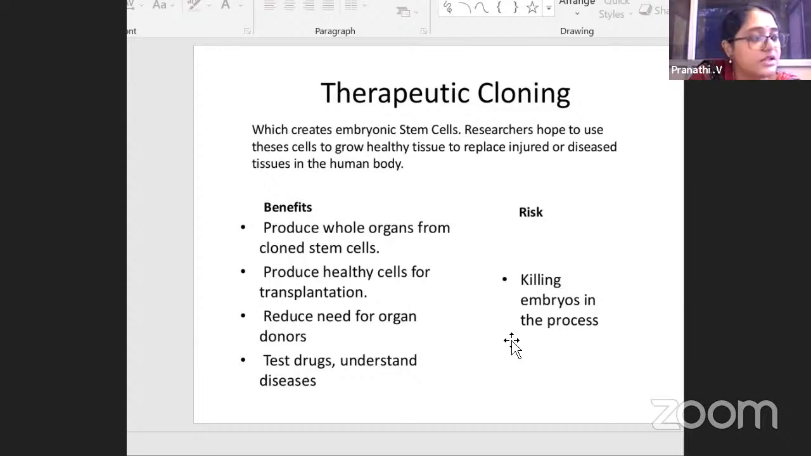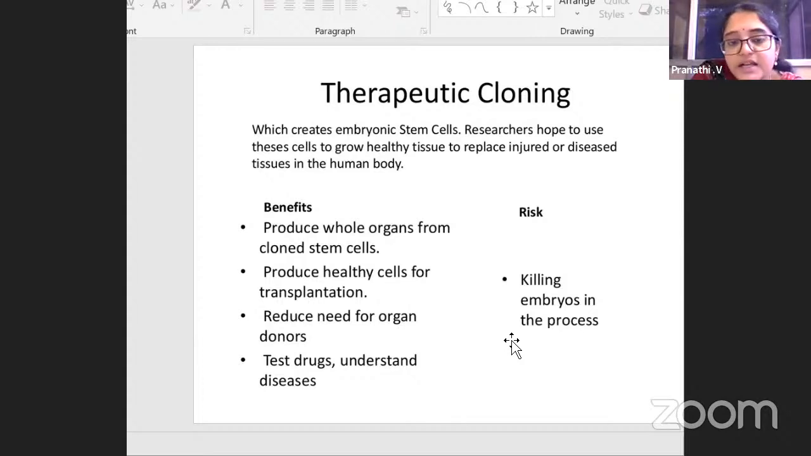So, if there is an organ that has been completely destroyed or damaged, can we make a clone and then replace that particular organ? Or in case there is any kind of injury, can you regenerate? Or if it is too destroyed to be salvaged, is it possible?